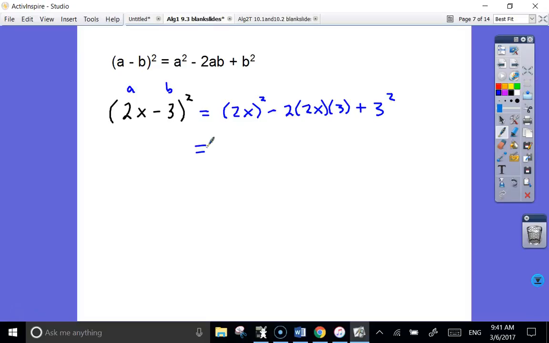Okay, now what's 2x in parentheses squared? 4x squared. Okay, what's 2 times 2x times 3? 2 times 2 times 3. 2 times 2 is 4. 4 times 3 is 12x. And then 3 squared is 9.